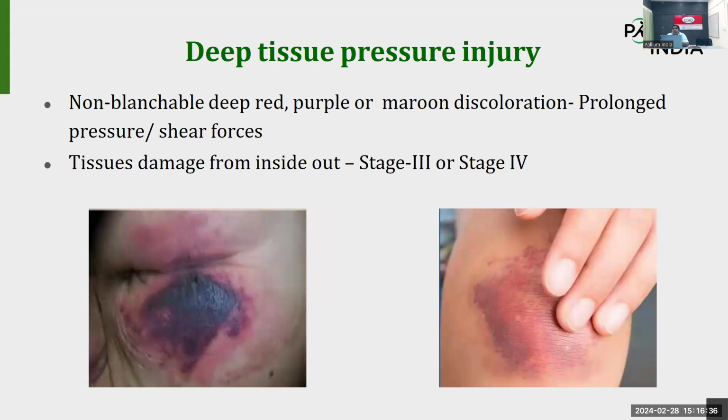Stage 6 is deep tissue pressure injury. It is a non-blanchable deep red, purple or maroon discoloration due to prolonged pressure or shear forces. In this, the tissue damage is from inside out. Sometimes it may be stage 3 or stage 4. On the outside there will be just a color change, but the inside is much more worsened. So it is categorized under deep tissue pressure injury.